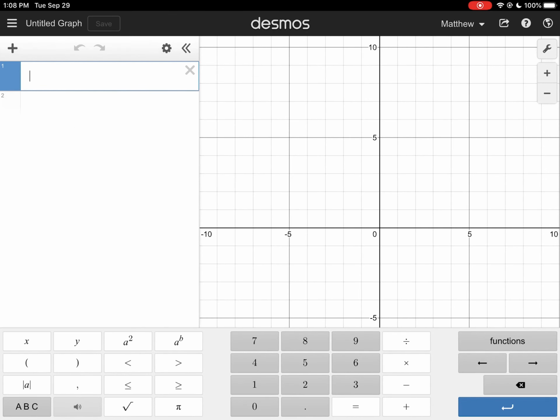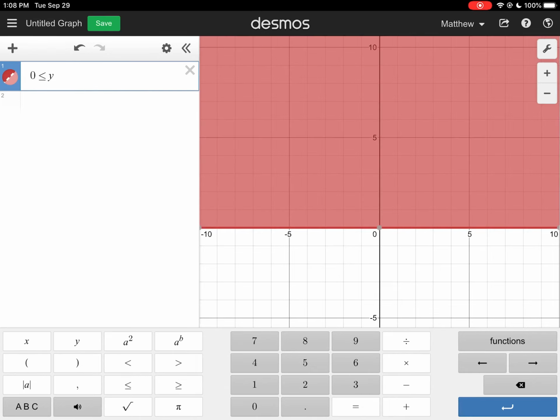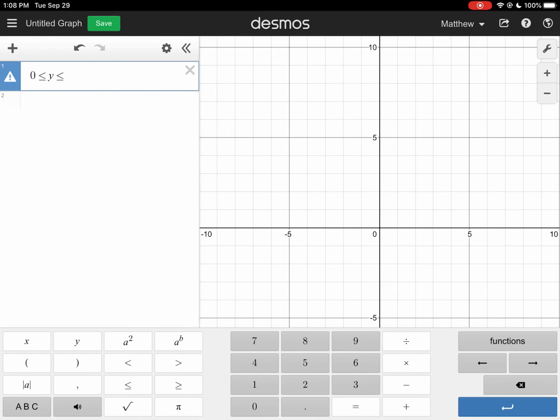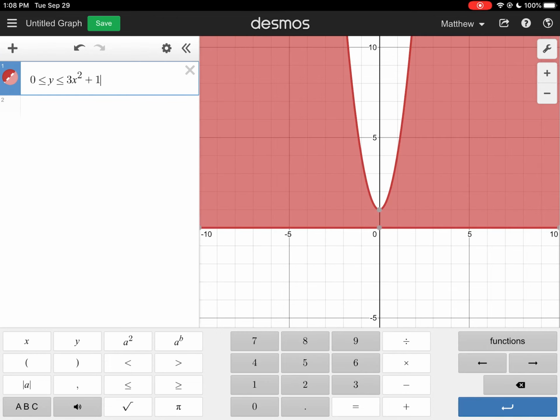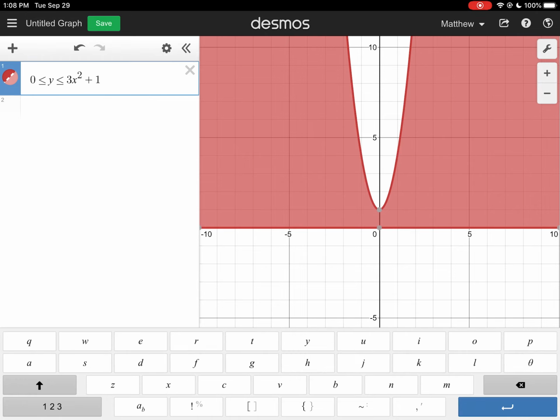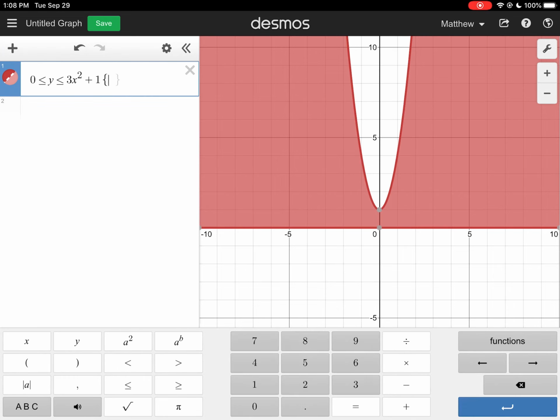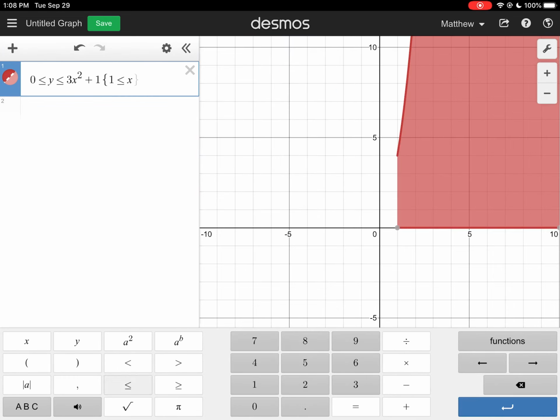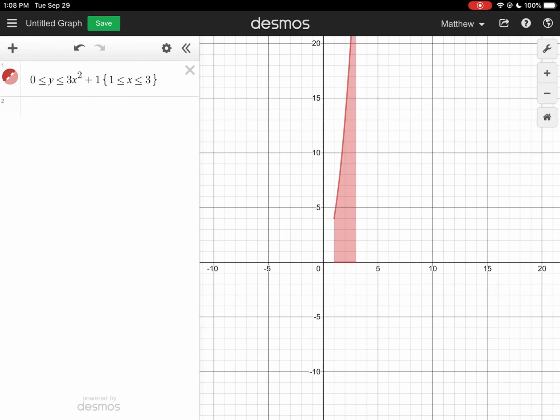I'm going to go ahead and do some shading. So I'm going to say y is greater than or equal to 0, but less than or equal to, and then I'm going to type in this function, which was 3x squared plus 1. But then let's crop this graph from 1 to 3. So to crop a graph, if you recall, do the curly brackets, and then do an inequality 1 less than or equal to x less than or equal to 3. And we get a shaded portion.